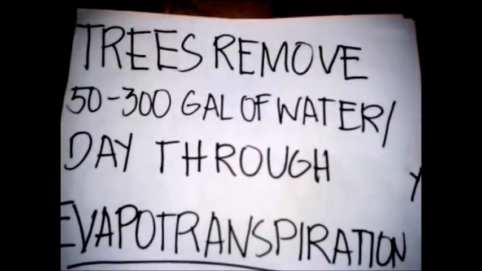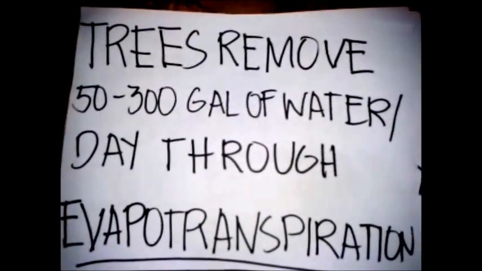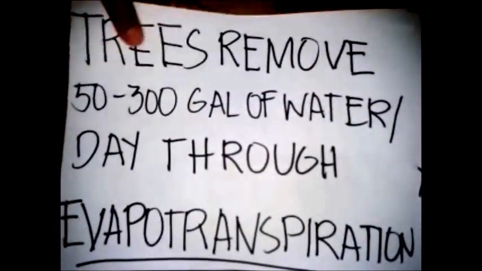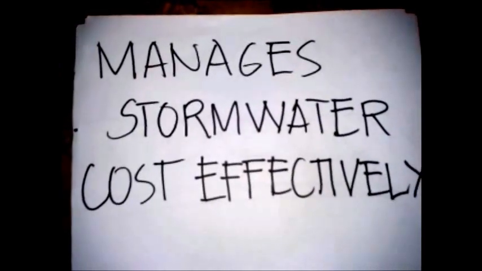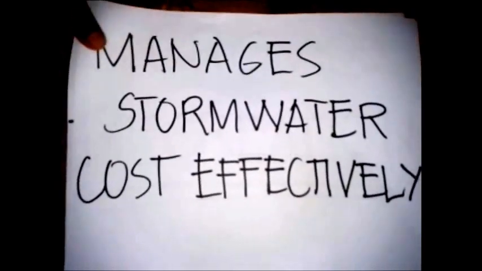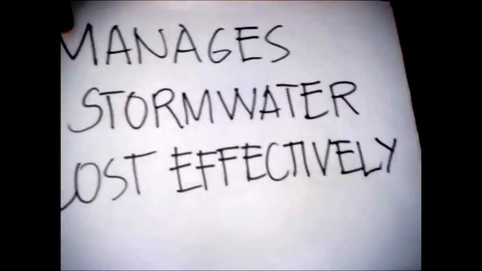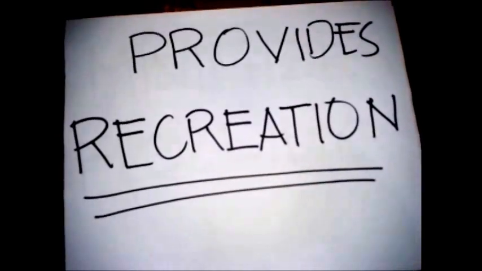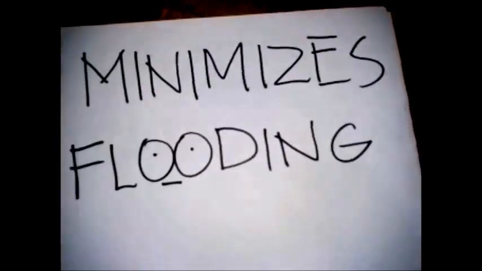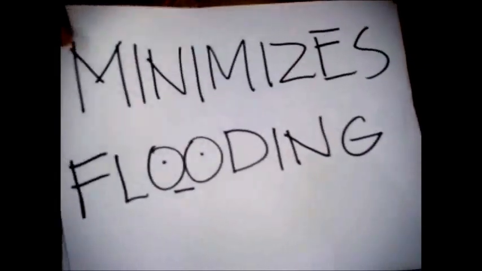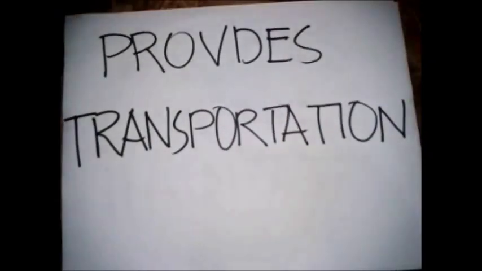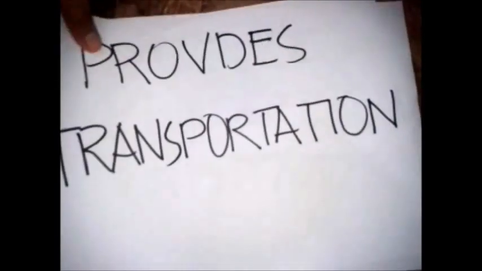Trees remove 50 to 300 gallons of water a day through evapotranspiration, and manage stormwater cost effectively, and also provide recreation and minimize flooding, provide transportation, and lastly, provide wildlife habitat.